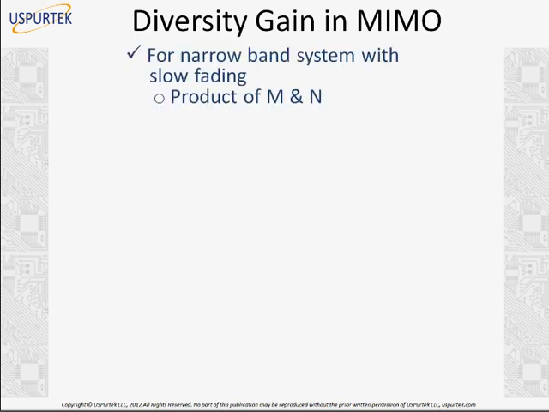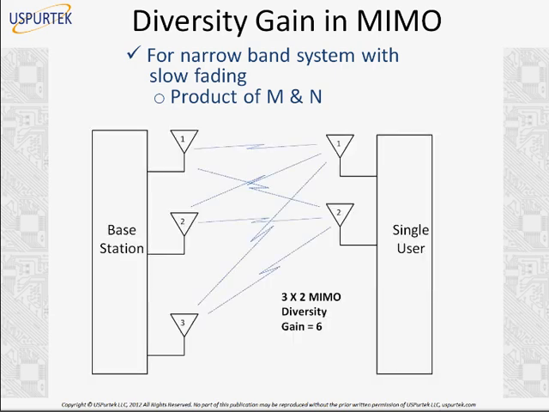So next thing we need to understand is the diversity gain in MIMO. Earlier we talked about this diversity gain in a previous webinar. Now here, for the sake of simplicity, there is a simple way to estimate it. We assume that we have a narrowband system with slow fading, then it's simply a product of M and N. So if we have a 3 by 2 MIMO, diversity gain is 6. This simply means that the signal to noise ratio is improved by a factor of 6. Why? Because we have 6 different ways of transmitting data from the base station to the user. And so we just have a multiplier of 3 and 2, that is 6.